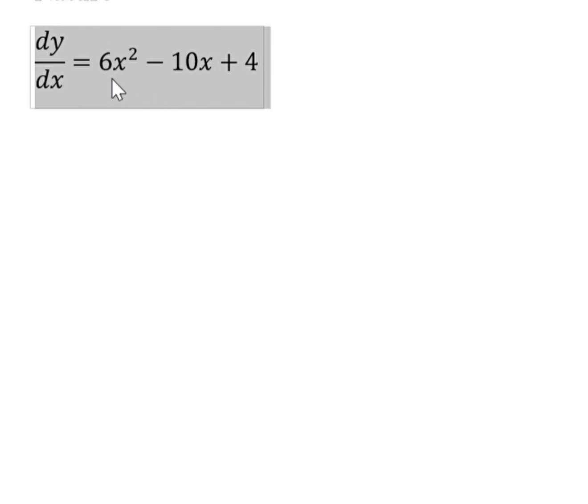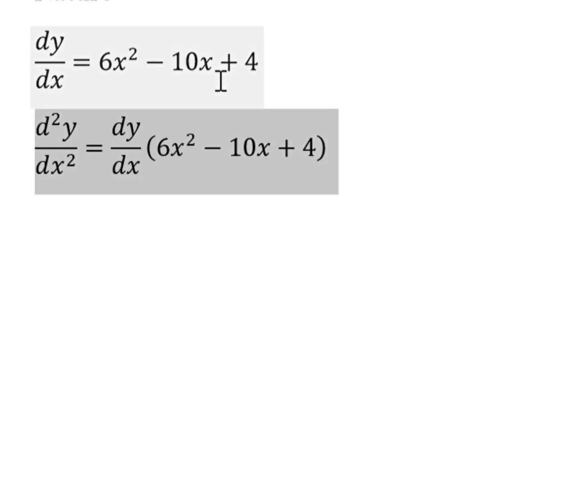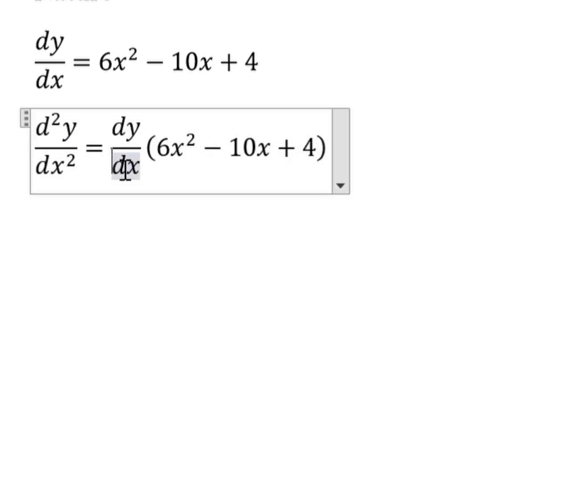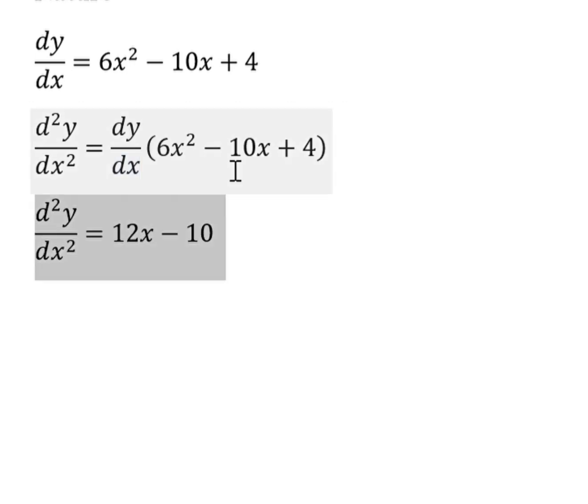The first derivative we had is this one. So for us to get the second derivative, we have to differentiate this one more step. So that we shall say d squared y over dx squared, that is the second derivative, is equal to the derivative of this first derivative that we have here. So if we differentiate this, you will get 12x minus 10. So that's our d squared y over dx squared. So this is what we shall use in inspecting.